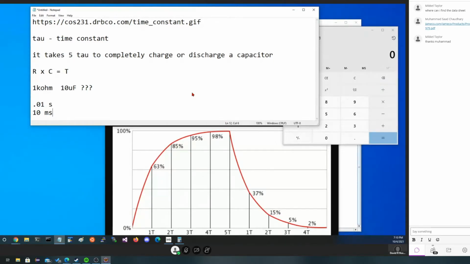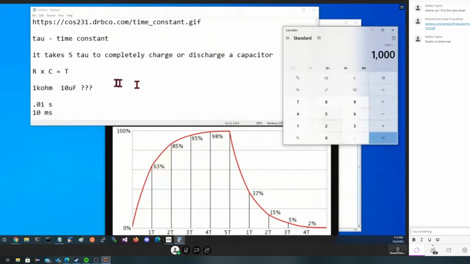Okay, let's do the math. Since some of you didn't complete the math, I'm assuming your calculator's too hard to use. Get a cheaper one. So we need 1,000 times 10 microfarad. So that's 0.00001. So we get 0.01, which is 10 milliseconds. So after 10 milliseconds, our capacitor, given that resistor and that capacitance, will have charged 63% of its final value, meaning that if we were going to be charging it to 10 volts, it would have charged to 6.3 volts in that amount of time.